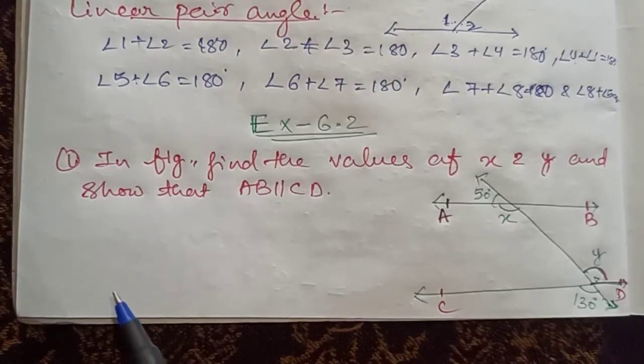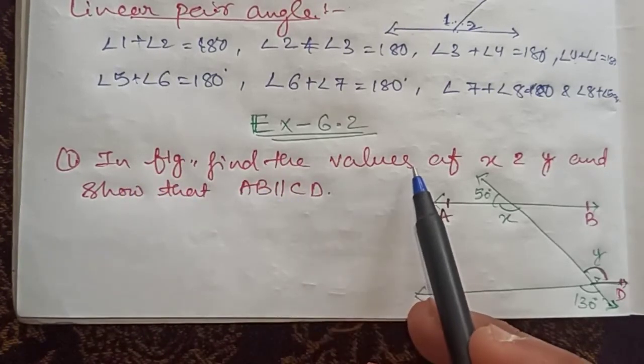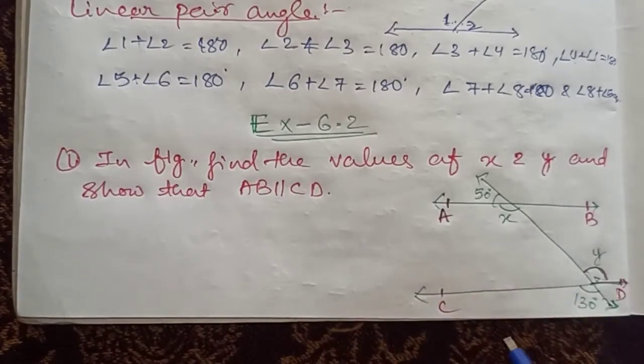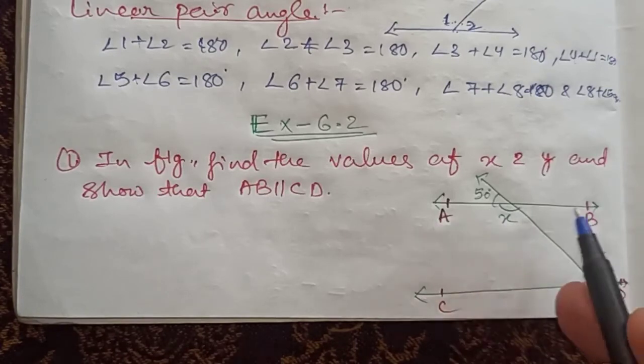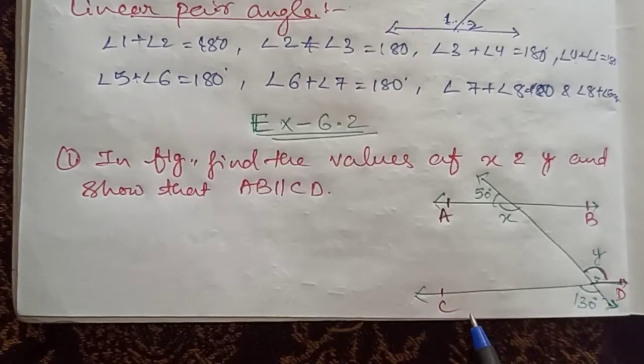Okay, so after learning all the basic things from the transversal lines, now we will start the exercise. The first question of the exercise is given in the figure. Find the values of x and y. Show that AB is parallel to CD. We have to find the values of x and y, and we have to show that AB is parallel to CD. We don't know whether AB is parallel to CD or not.